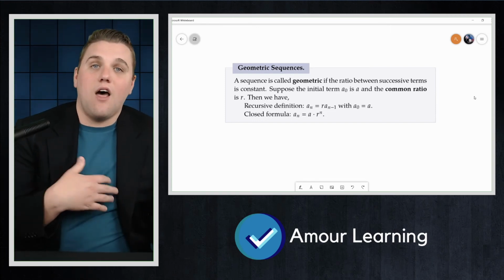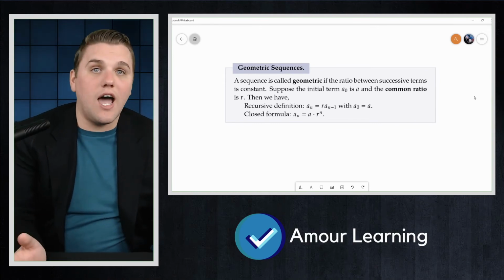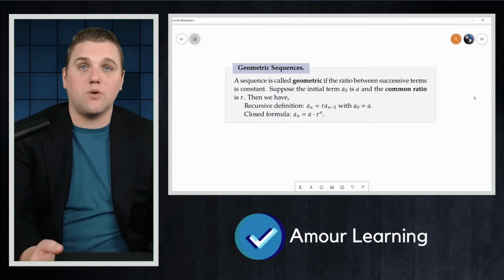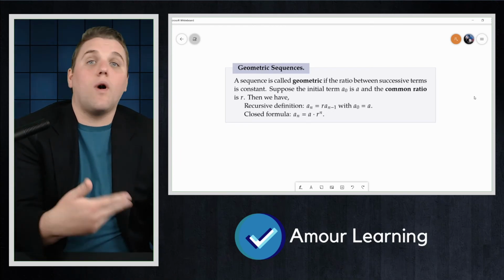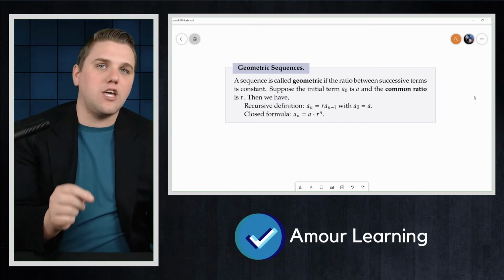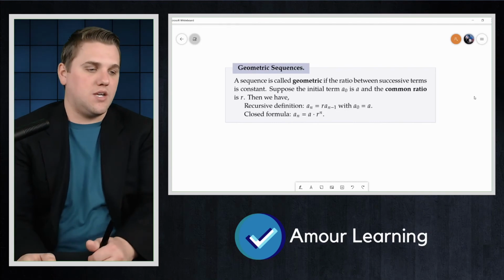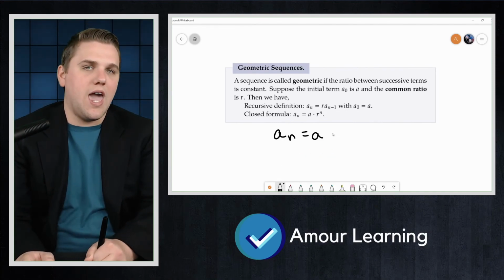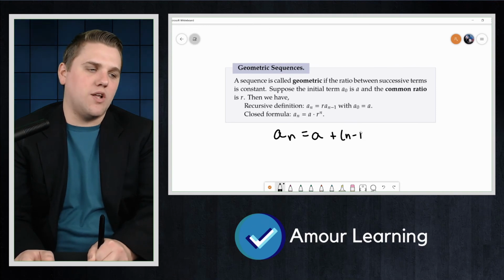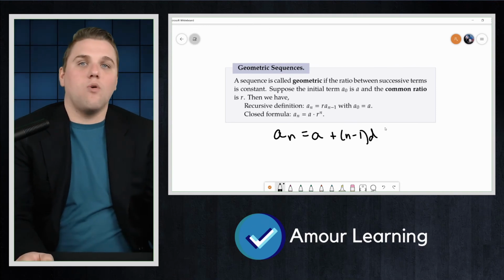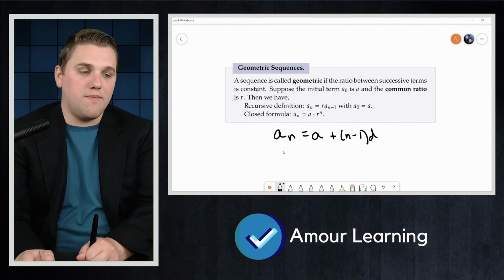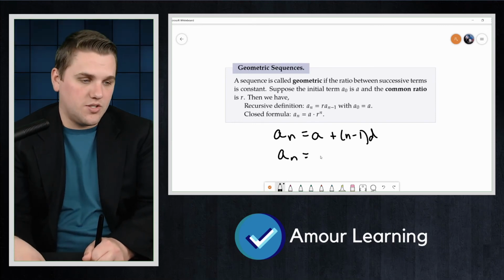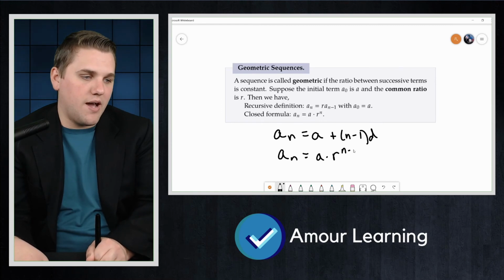If you look at other textbooks or online, you might find that their closed formulas for arithmetic and geometric sequences differ from the ones I showed you. Specifically, you might find A_n equals A plus (n minus 1) times D for the arithmetic sequences, and then for geometric, you might find A_n equals A times R to the n minus 1.